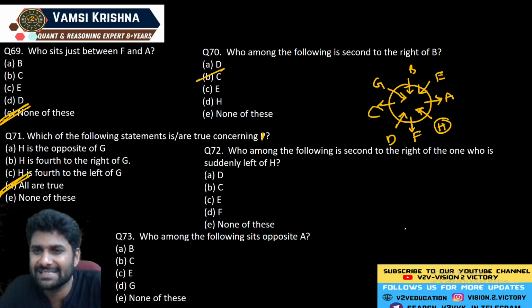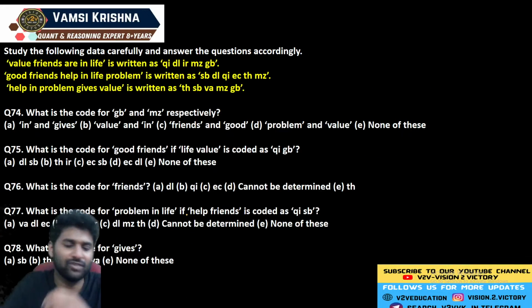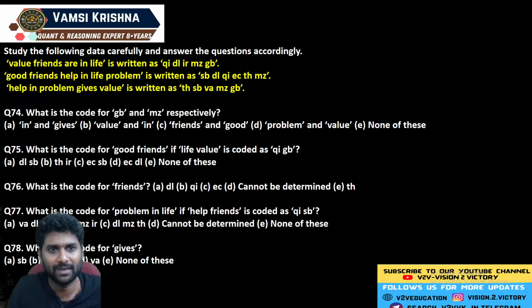Who among the following is second right of the one who is immediate left of H? So left of H is F. Then second right of F: first right and second right gives C. Who among the following sits opposite to A? Who is opposite to A according to our arrangement? It's C. Once you're done with the arrangement, guys, you can solve all five questions. You can choose the option.